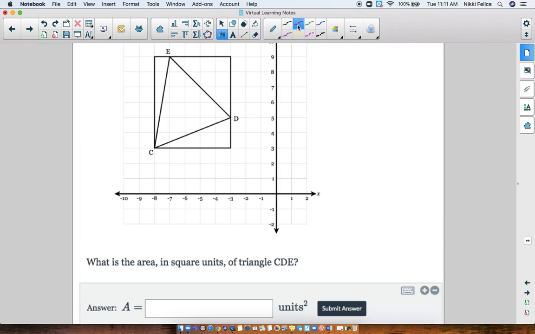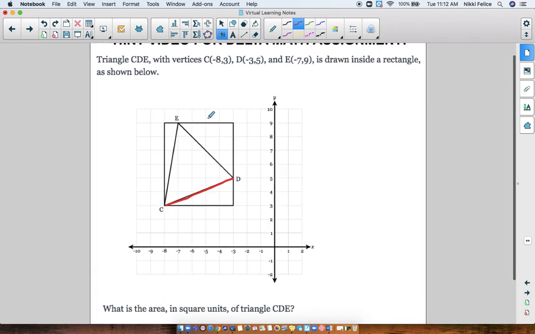Now, normally when we do this, we have to know what the base is, but since this red line would be the bottom of CDE, I don't know how long that is because it's not perfectly on a coordinate grid, it's slanted, so I can't count how many units my base is. Same thing with the height, I can't count straight up because my triangle's tilted sideways. So for this problem, we're going to have to do it the long way.